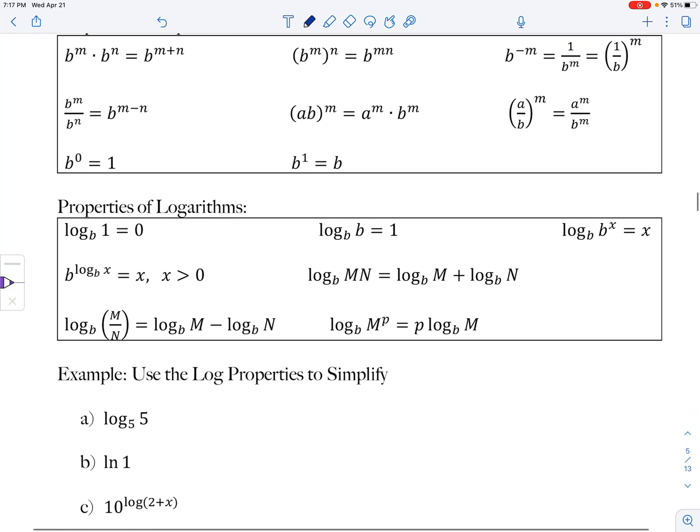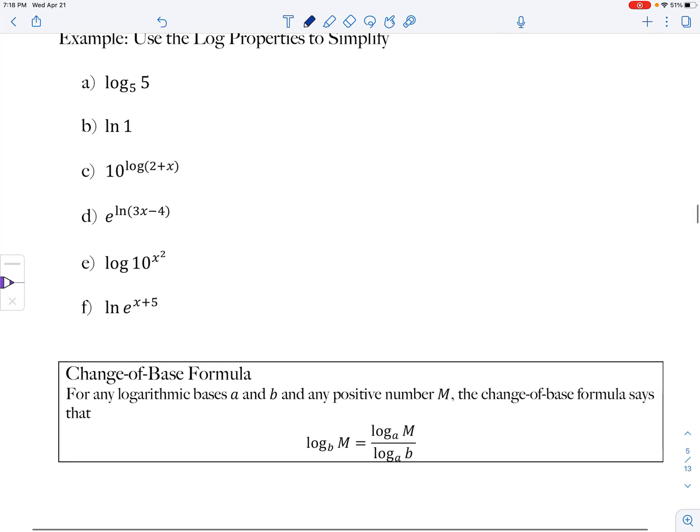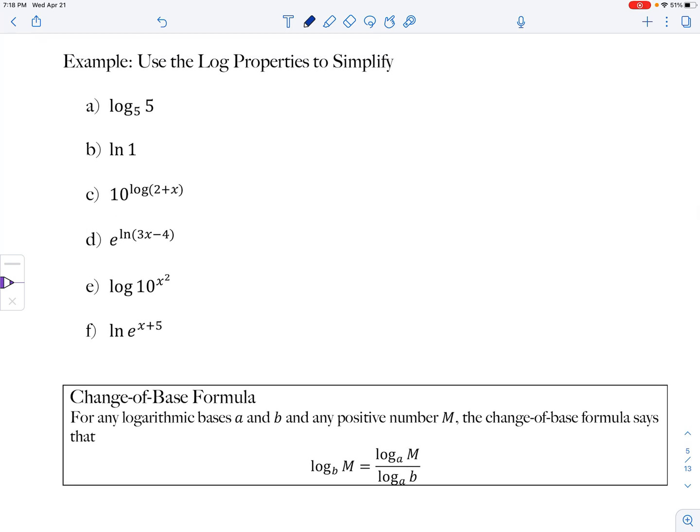We are going to start, before we actually look at solving equations, by looking at how to use the log properties to simplify. You guys have looked at exponents and exponent properties so many times in so many classes before, but we're going to do a brief review of how to use those log properties because we will be using them for solving.